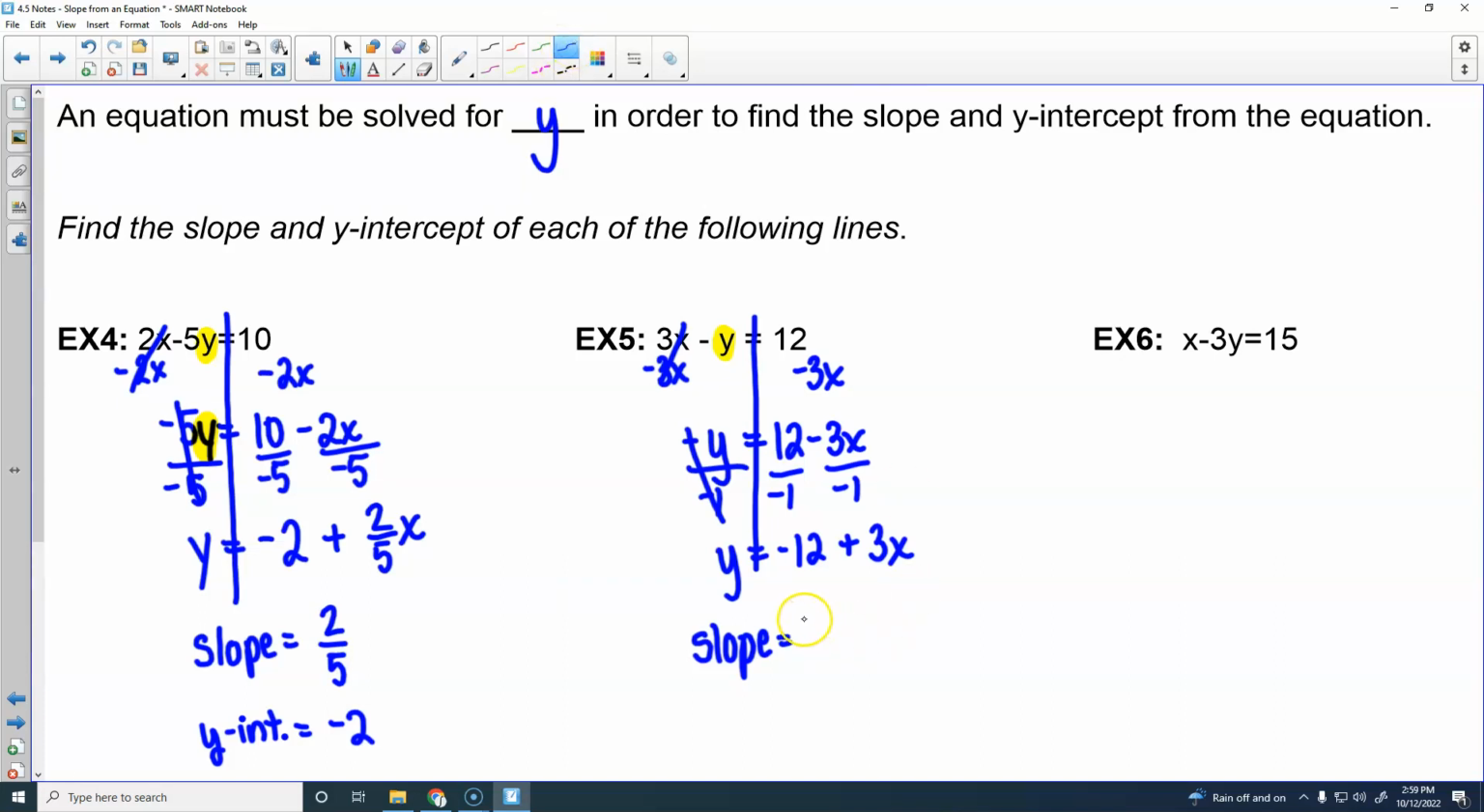All right. Slope, Eddie, what would the slope be? All right. Eddie said 3x, and he is almost right. It never has the x with it. A lot of students say it's just the 3. Just the 3. And then y-intercept. Haley, what's the y-intercept? -12. Good. Okay. Questions on that one?